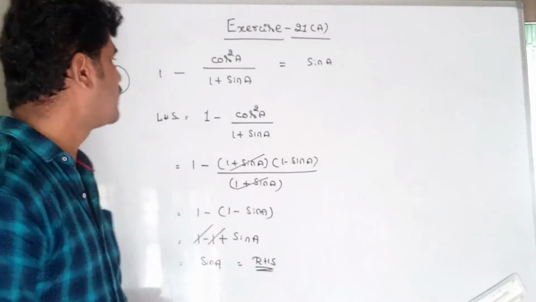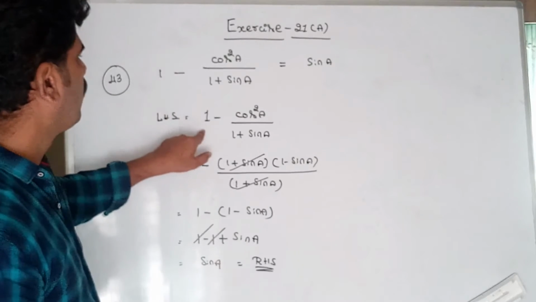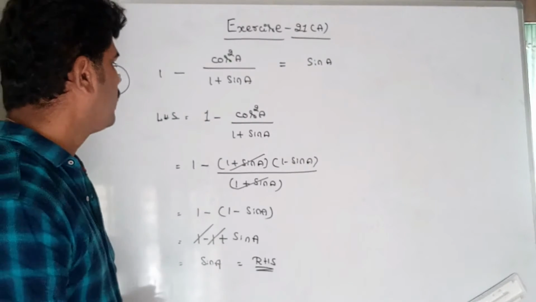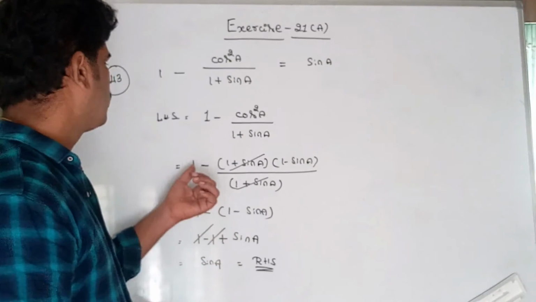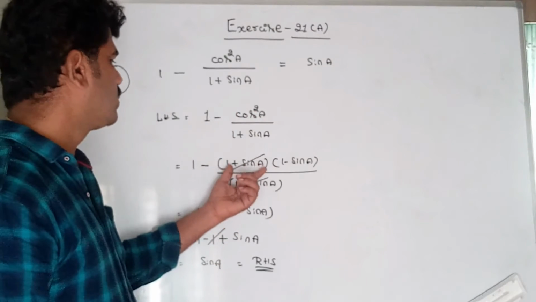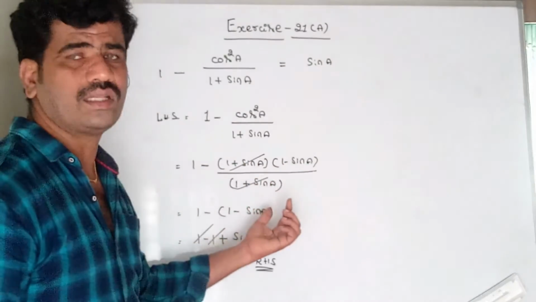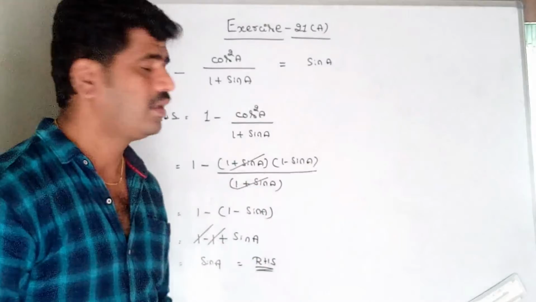Understood now? So once again I am going to explain this. First, take the LHS. What is the LHS here? (1 minus cos square A) divided by (1 plus sin A). Now, 1 minus cos square A. In the place of cos square A, substitute (1 plus sin A)(1 minus sin A), divided by 1 plus sin A. So 1 plus sin A and 1 plus sin A get cancelled.